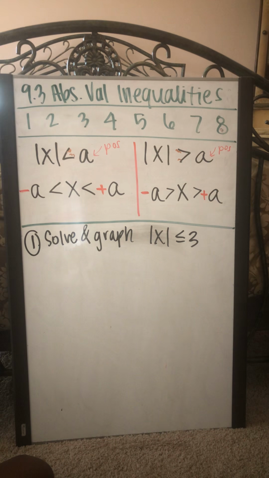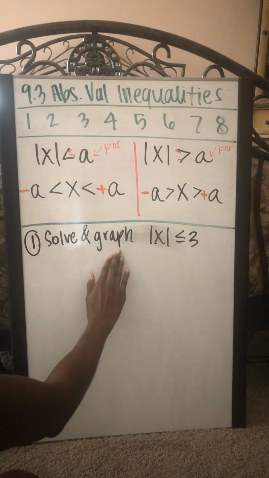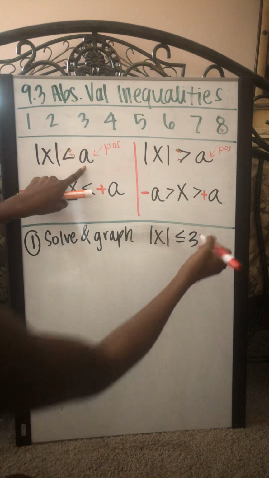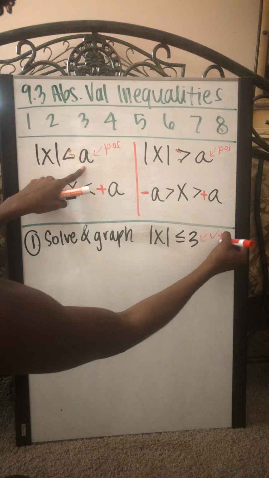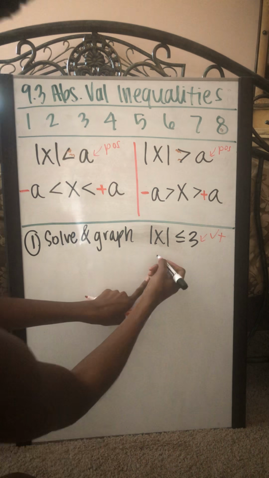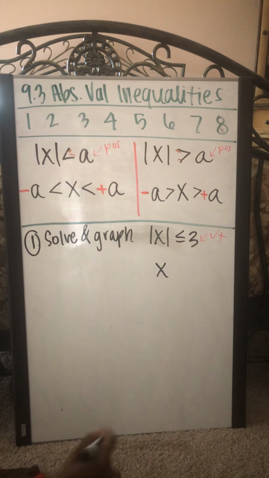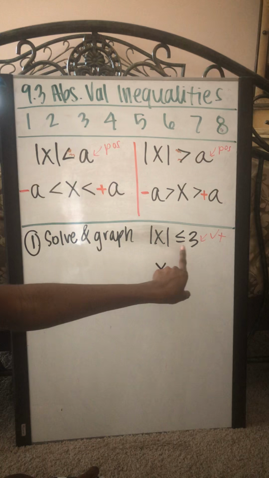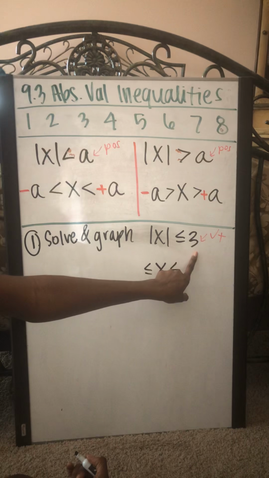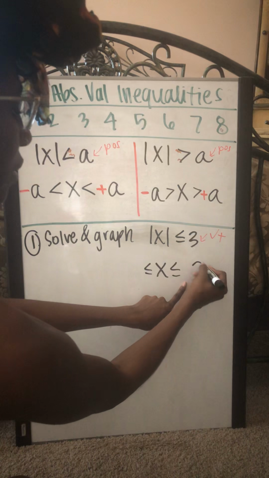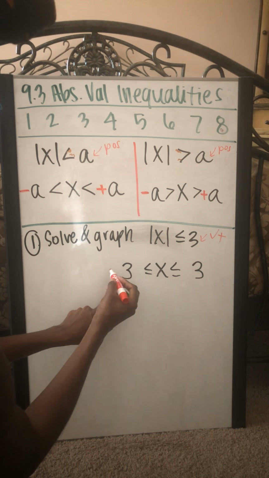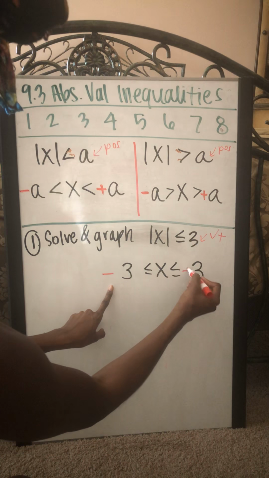So, for example 1, we're asked to solve and graph this inequality. Our absolute value is by itself. Our A is indeed positive, so that means we can rewrite it like this. So we take what's inside of the absolute value, which is just an X. Because we're eating to the right, with a line underneath it, we're going to draw the exact same thing twice. Our A is 3, so I'm going to write 3 on the right and 3 on the left. Then I'm going to make this one negative and this one positive.